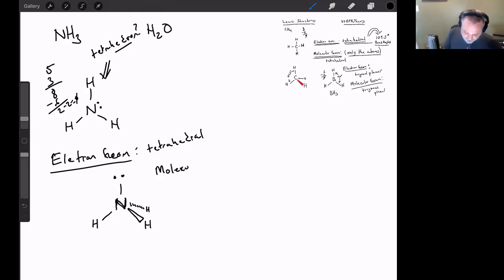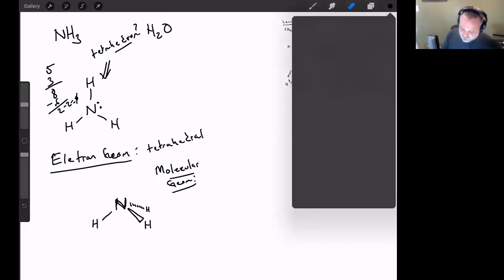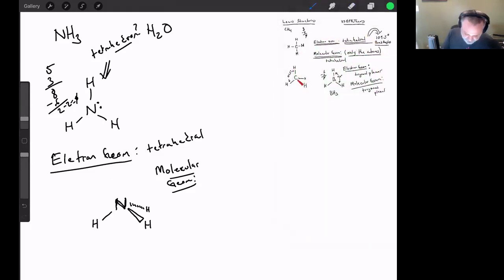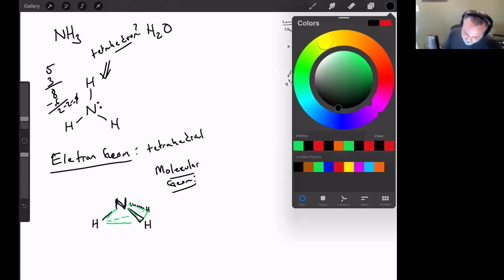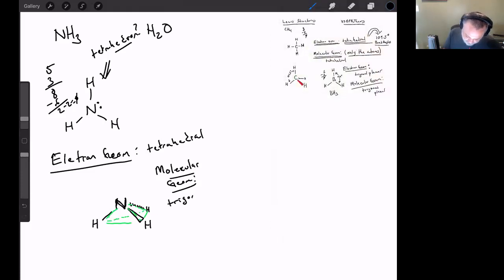But what's the molecular geometry? Well, the molecular geometry is the shape of only the atoms. So what if I take away the part of the molecule that includes the lone pairs of electrons? This is what I should describe as the shape of the molecular geometry. And in this case, it's maybe a little bit difficult to see, but it's essentially a 3-sided pyramid. And what do I call a 3-sided pyramid? Well, I got a word for it: trigonal pyramidal.